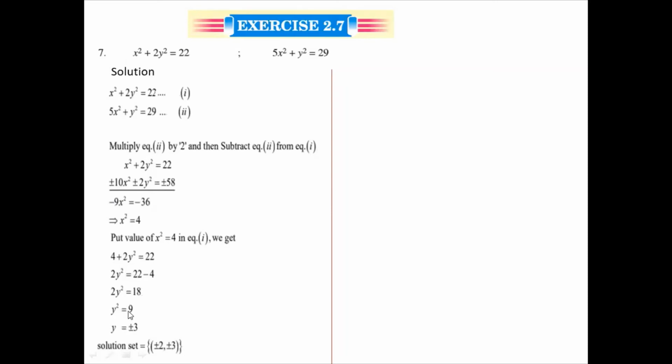And when we take the square root, we have y is equal to plus minus 3. And here when we take the square root, we have x is equal to plus minus 2. So we can write the solution set as x equals plus minus 2 and y equals plus minus 3.